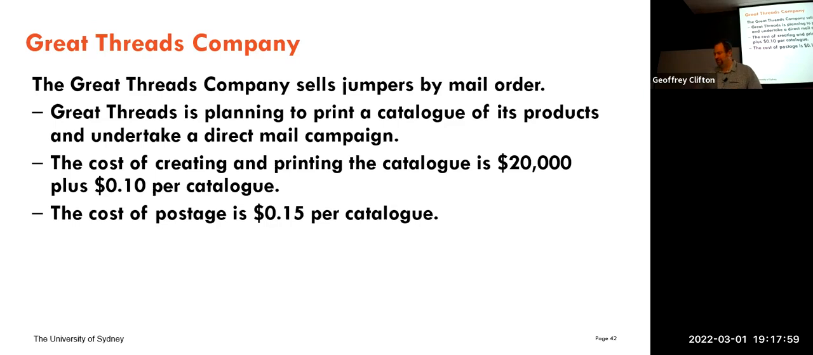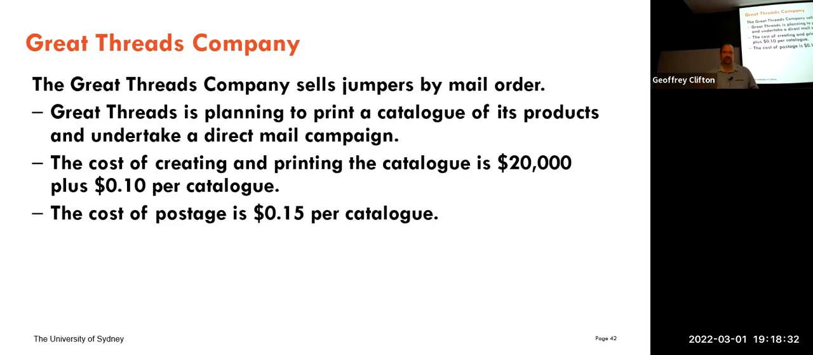But let's have a look at this scenario. So the Great Threads Company sells jumpers by mail order. They sell them, as I said, mostly to an older market. A jumper is like a t-shirt, half between a t-shirt and a jacket, if you don't have jumpers where you're from. So the Great Threads Company sells jumpers by mail order.